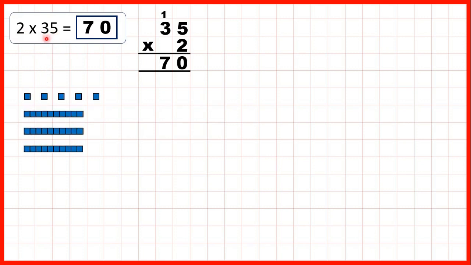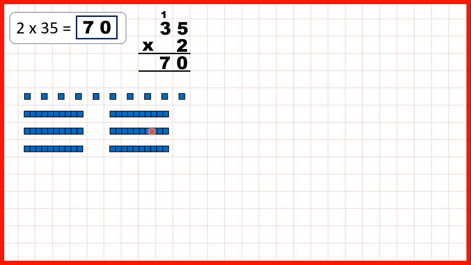Now we can represent 35 with 3 tens and 5 ones, and because the other number in our multiplication is 2, we can show what we have 2 times. Doing that gives us 10 ones, but if we have 10 ones, we can regroup those into 1 ten. So now we don't have any ones, which is why we have a 0 as the ones digit of our answer.